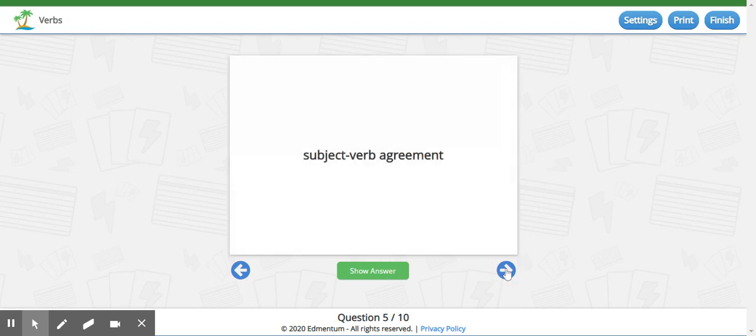Number 5, subject-verb agreement. We're going to talk a little bit about this one tomorrow, so I'm actually going to skip over this one.